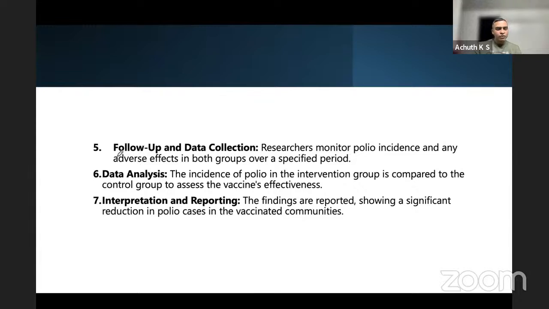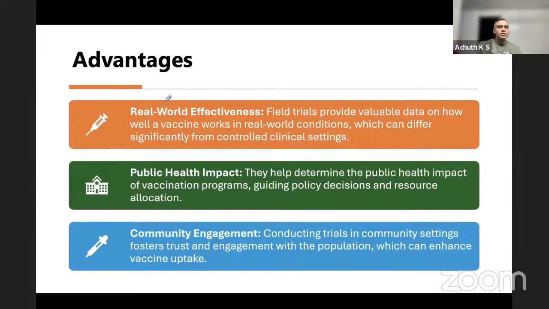What do we do in the follow-up and data collection? Monitor polio incidence in both the groups over a particular period of time. Again, the same data is entered and compared. Okay, this is interpretation and reporting. You can write one example, that will be more than enough.